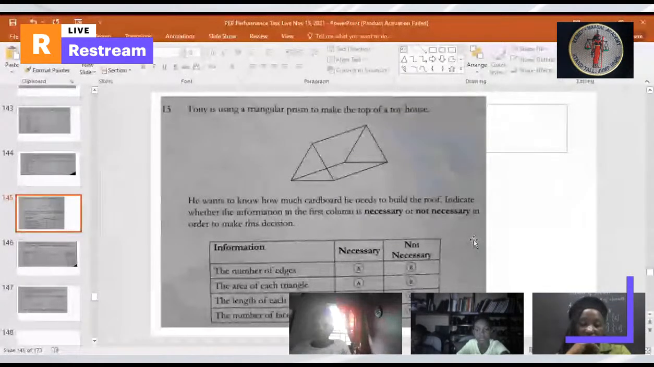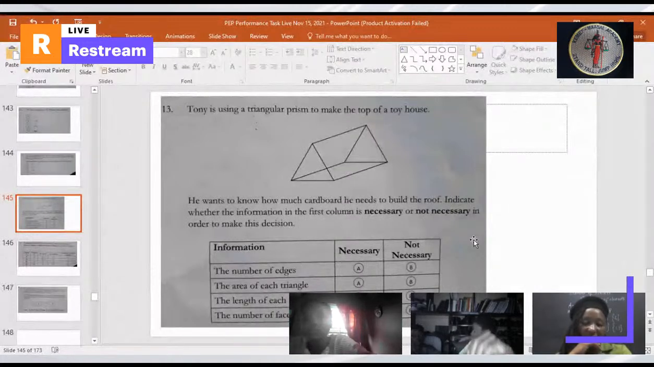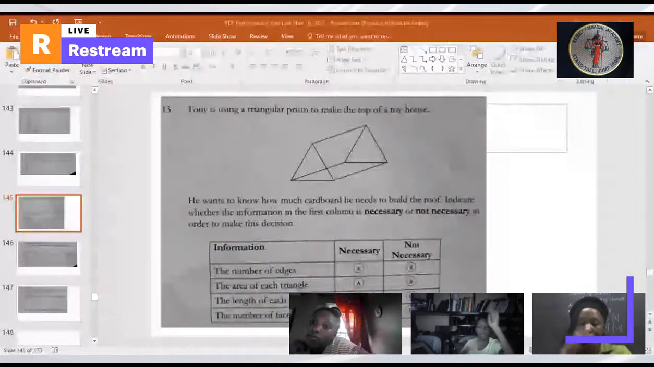Does anyone disagree? Is there anything that you think he does not need to know in order to work out how much cardboard he needs? Because from my point of view, I think he would need to. Do you agree or disagree? Miss, agree. Agreed.